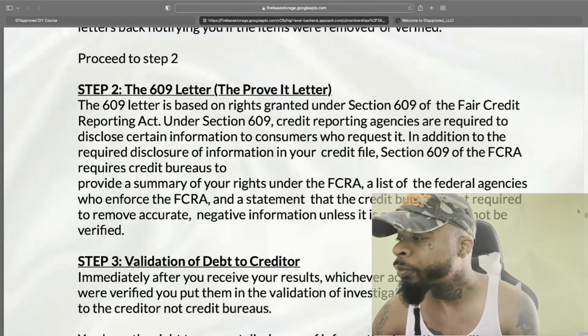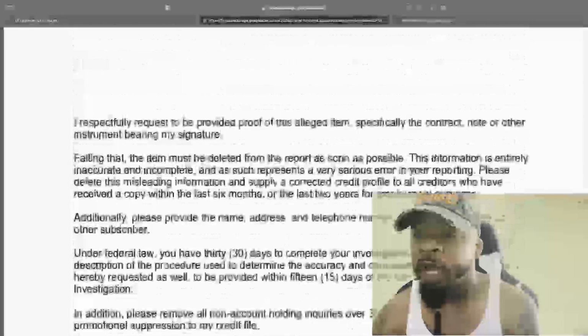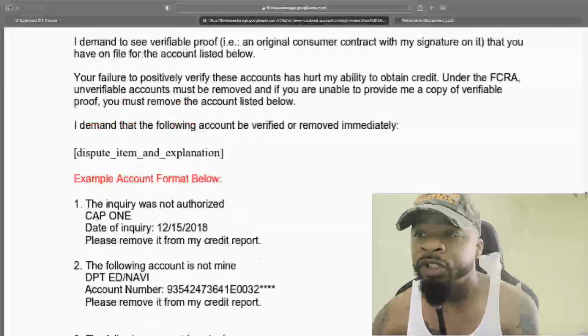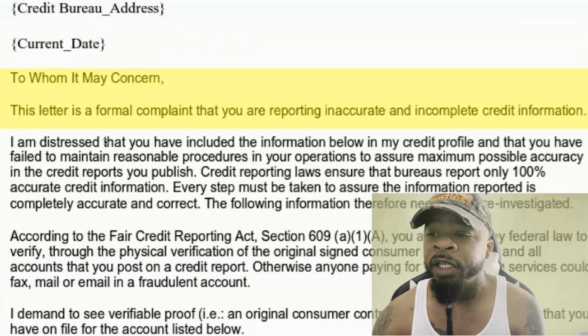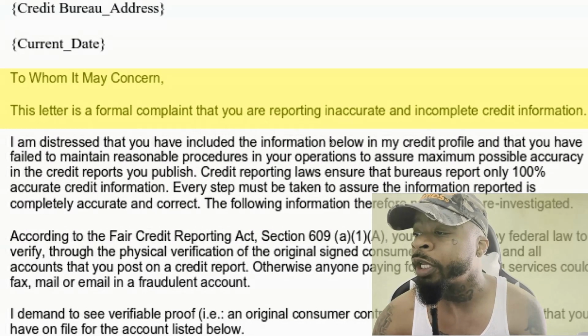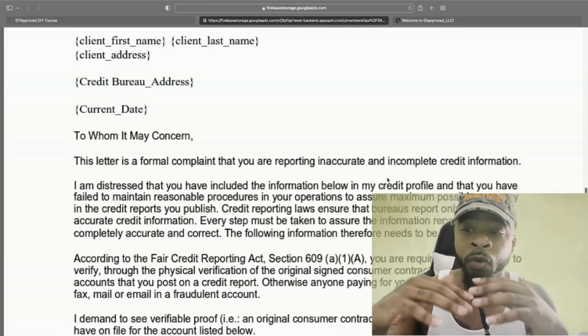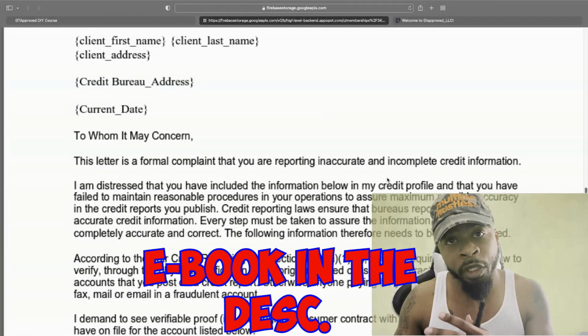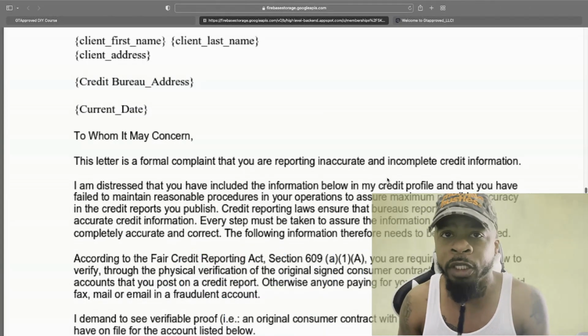So what did I do? I added this letter to the back office, the 609 letter. So now when you go up there, you'll see 609, the prove it letter. All this information is going to be up there. Basically, you're going to hit them back with, this letter is a formal complaint that you are reporting inaccurate and incomplete credit information. This is in the ebook. So go through the ebook and you'll learn how to dispute. I'm just going by what the ebook is telling us what to do, and that's how we're getting these results.